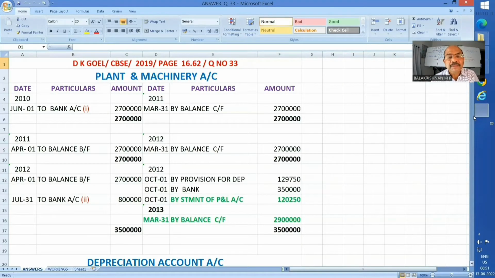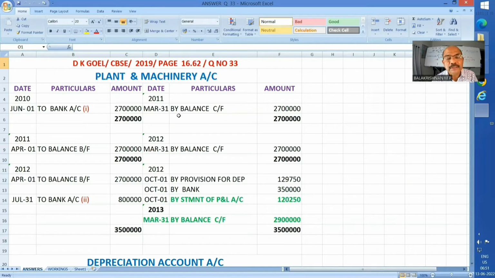Well, question number 33. Salient features I have already mentioned just now. First transaction, a purchase on 1st June 2010 for 27 lakhs. Plant and machinery account debtor to bank 27 lakhs. We find nothing else happened during this financial year. So let's just close the accounts one by one.